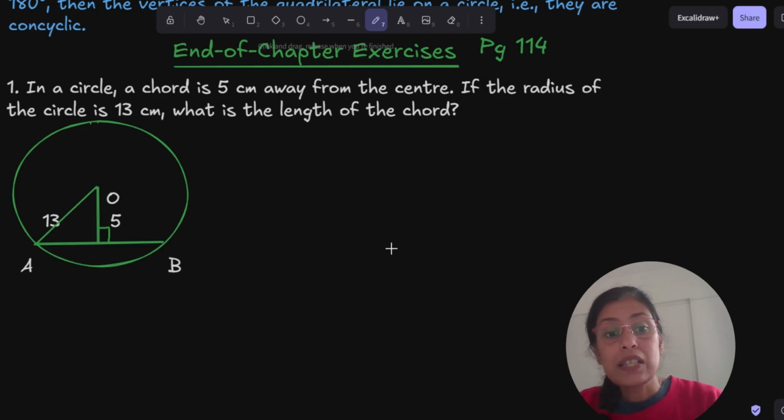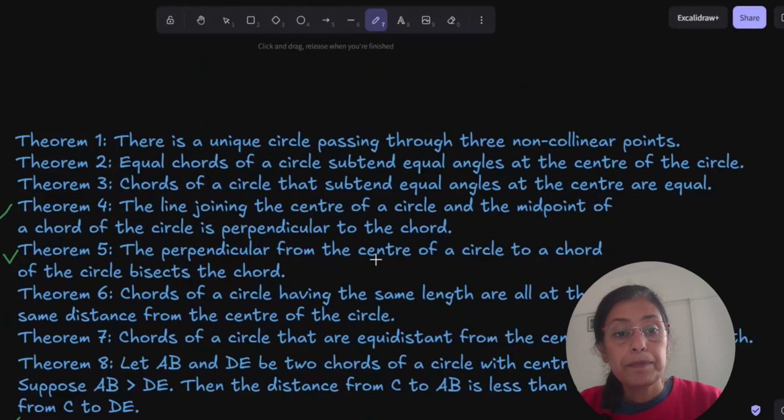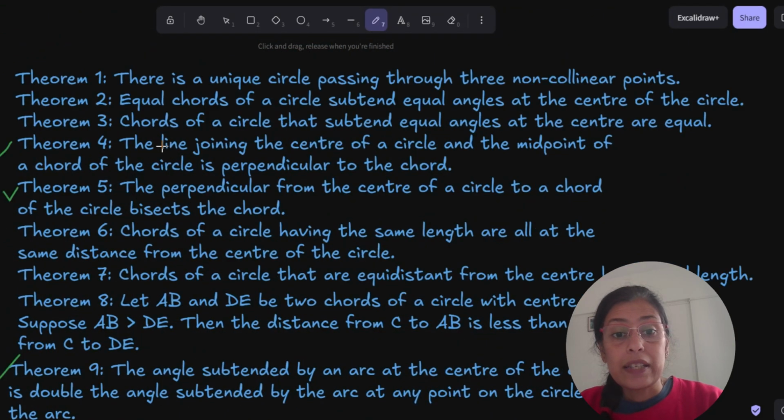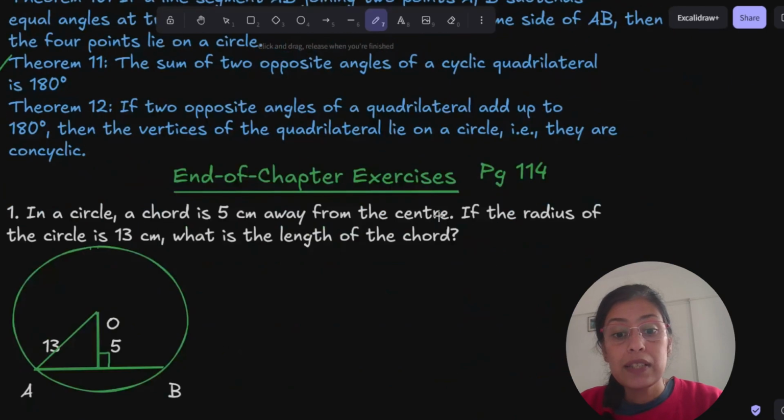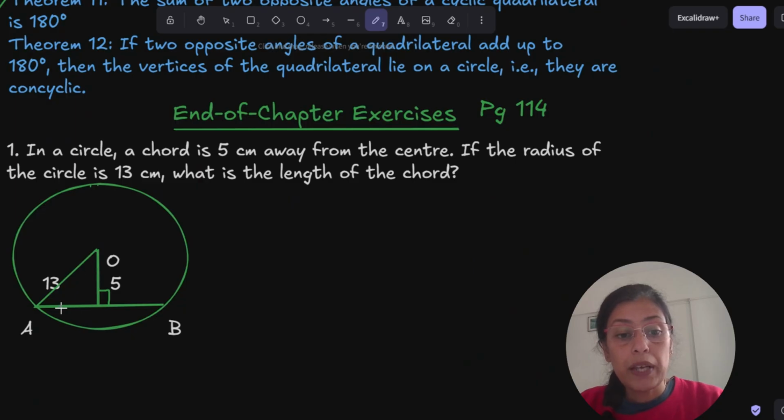Now, what did we study about this? A perpendicular line drawn from the center to a chord. There was something we learned in the theorems about this, right? Let's go back and see. This is theorem 5: the perpendicular from the center of a circle to a chord of the circle bisects the chord. This means this line should be bisecting the chord. What this means is this distance is equal to this distance, right?